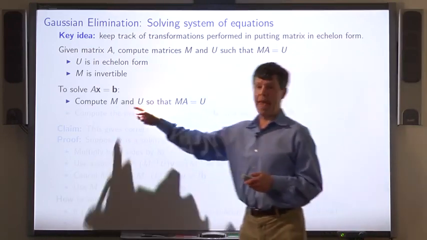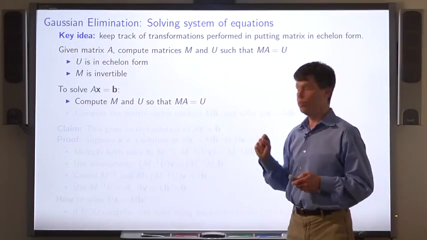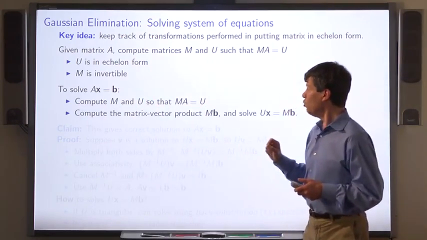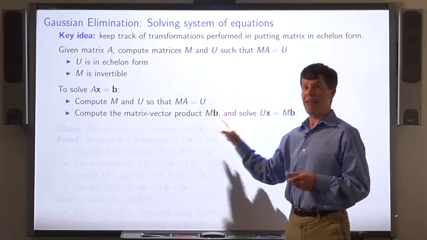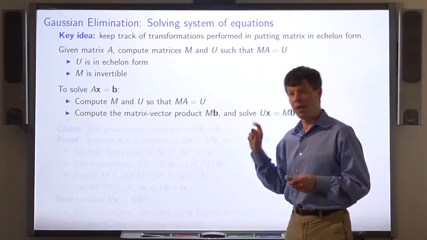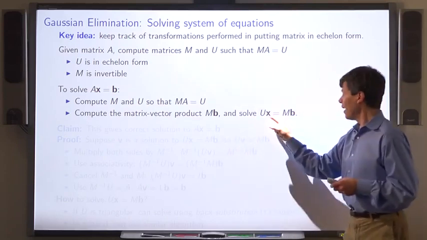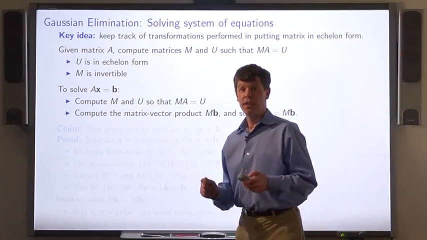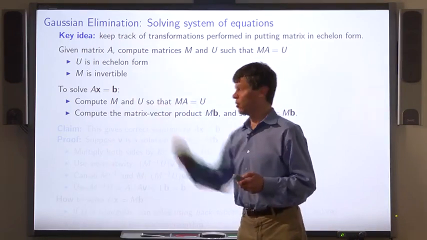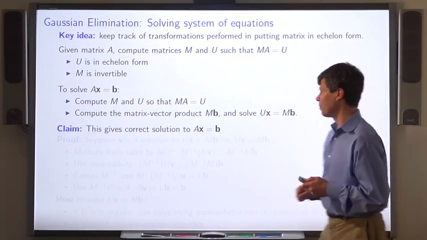Let's see how we can use this to solve a matrix vector equation AX equals B. First, we compute M and U such that M times A equals U. Next, we compute the matrix vector product M times B and use that as the right-hand side for another matrix vector equation, UX equals MB. Let's see why this gives us the solution to the original matrix vector equation.